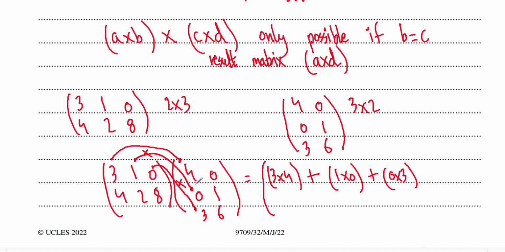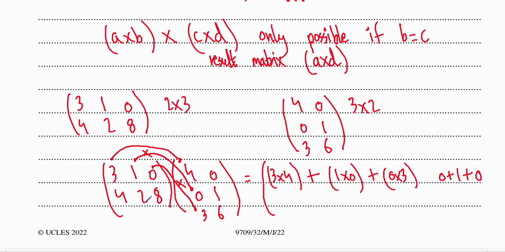Now the top right entry is going to be these numbers multiplied by the second column. So I would do 3 times 0, so that's 0, plus, I don't have enough space, so I'll just write the answer. So 3 times 0 plus 1 times 1, so plus 1, plus 0 times 6, which is 0.